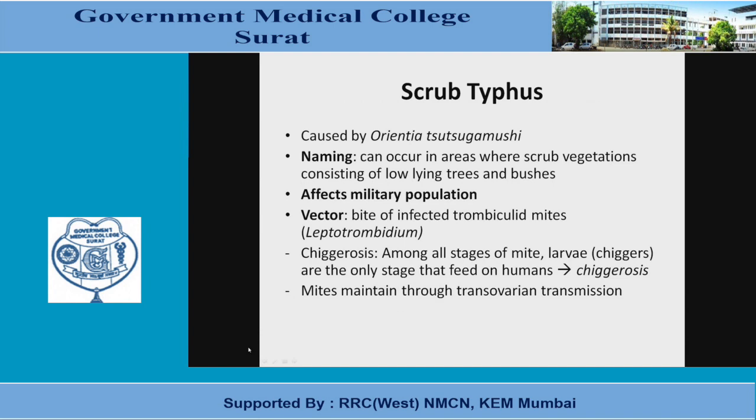Can occur in areas where scrub vegetation is consisting of low-flying trees and bushes. It affects the military population. The vector is a trombiculid mite. It is an infected trombiculid mite, also called Leptotrombidium. So these are the vector.